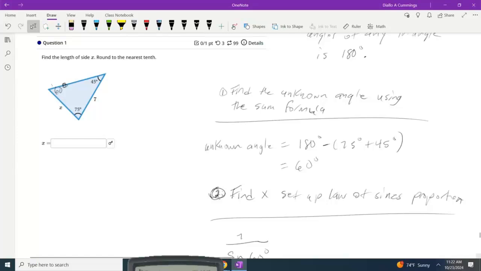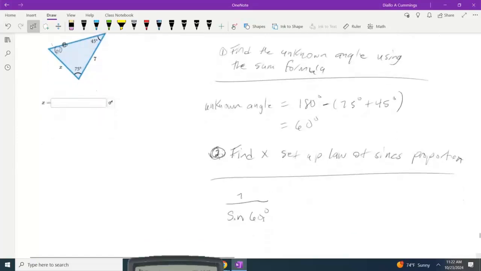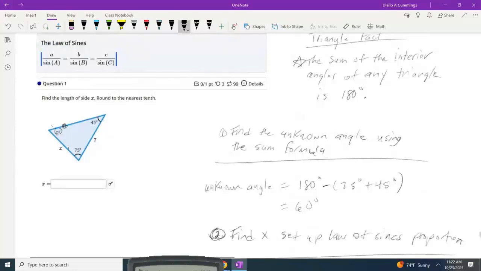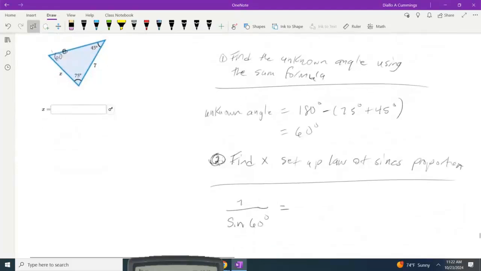All right, so the first thing I did was I put my side length 7 over the sine of 60, and I'm going to set that equal to, I'm trying to find this unknown side, so I'm going to put that unknown side I'm trying to find in my numerator. And I'm going to divide that by the sine of the angle opposite that side length. So x is divided by the sine of 45 degrees.